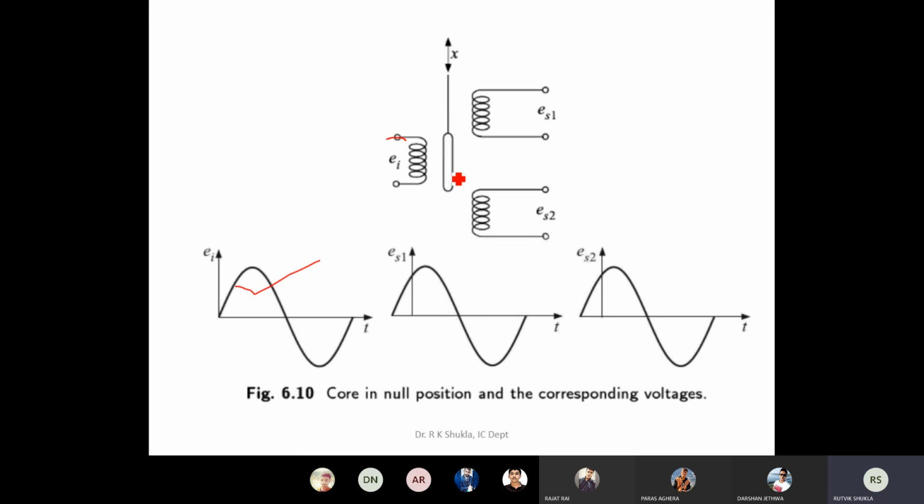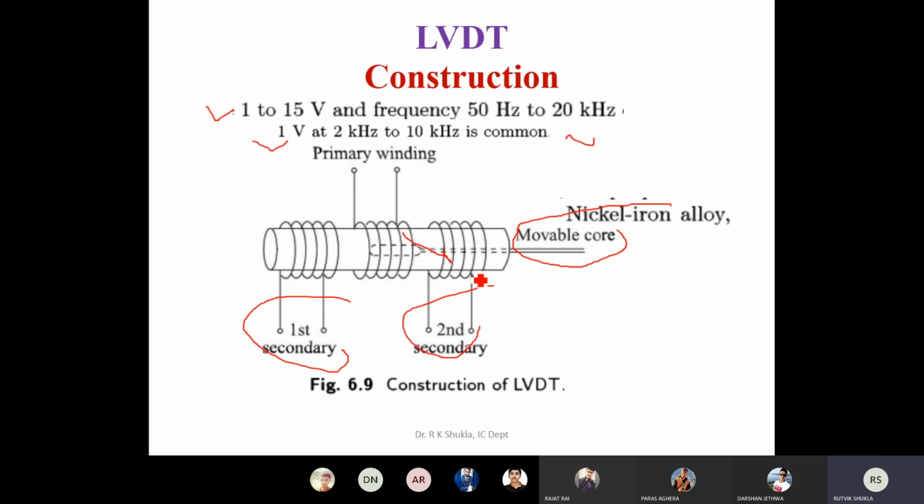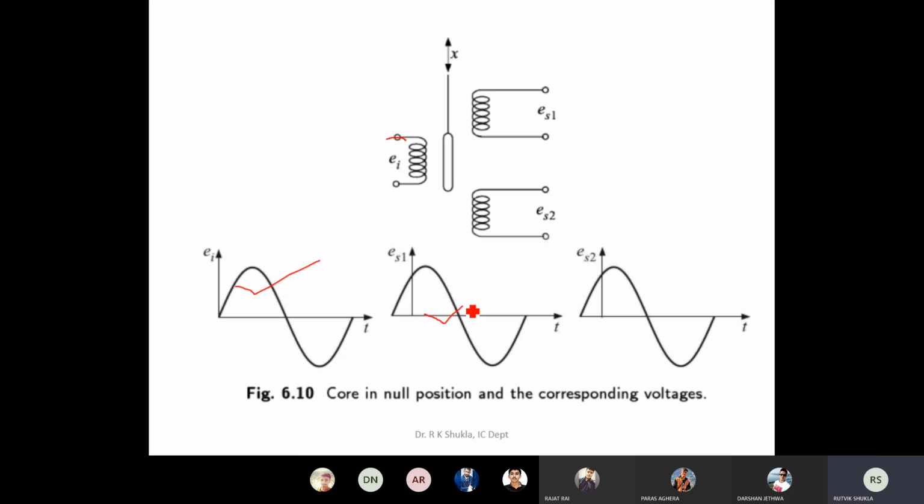Now whenever the core is in the exact null position, or the exact mid position, we said that if the core is between the first and second secondary, the EMF will be higher on that side, and if it is toward the first secondary, the EMF will be higher there. But suppose it is with neither, but exactly in the middle, at that time the amount of linkage on both sides is equal. At that time what you get is ES1, that is this output, and ES2, that is this output. See, both outputs are the same. When the core is in the null position, the corresponding voltages ES1 and ES2 are the same.